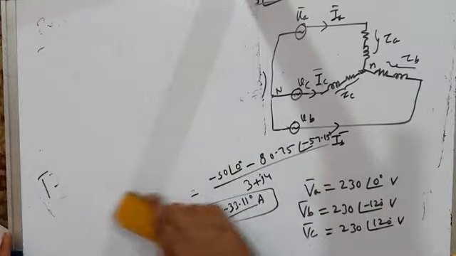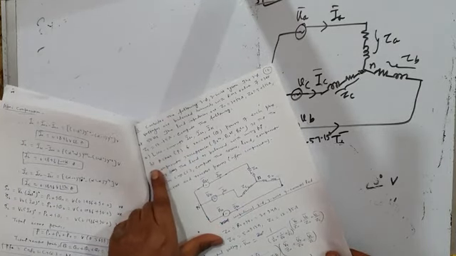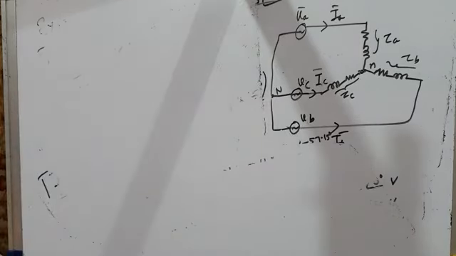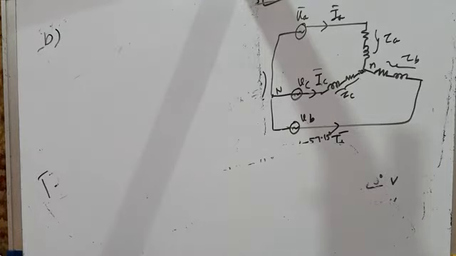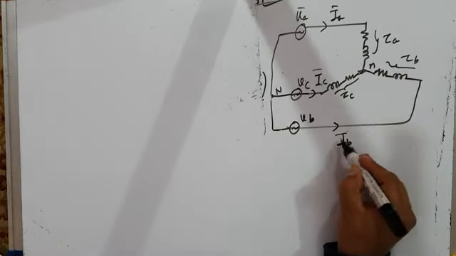So this is part A, I think. In part A, what were we supposed to find? Line currents. So part A is over. Part B: active power and reactive power of each phase. So you have to find active power and reactive power of each phase. We will solve now for part B.